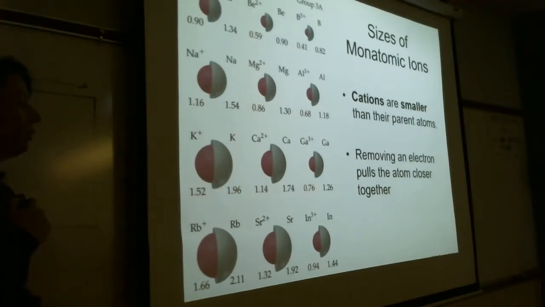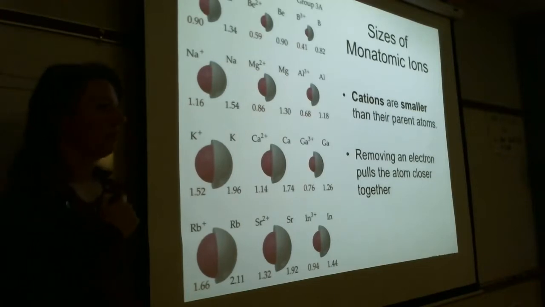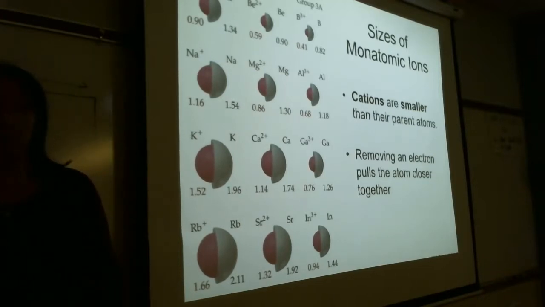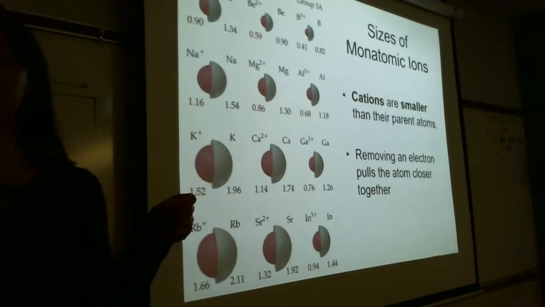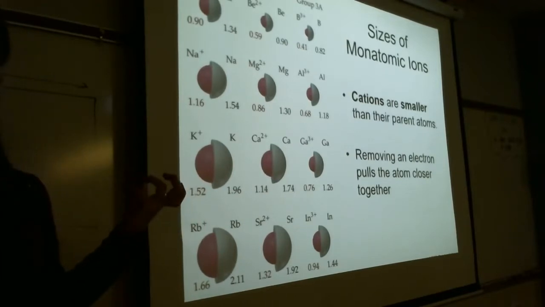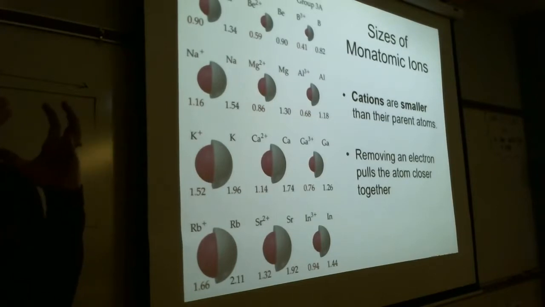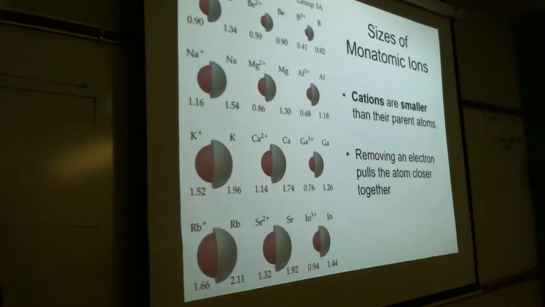Removing the electron pulls the atom closer together. You've got one fewer electron out there in the cloud that you're dealing with, so those repulsions are minimized and they can get all closer together. Does this make sense that a cation would be smaller than its parent? If you lose 50 pounds, most people are smaller than when they had 50 pounds.